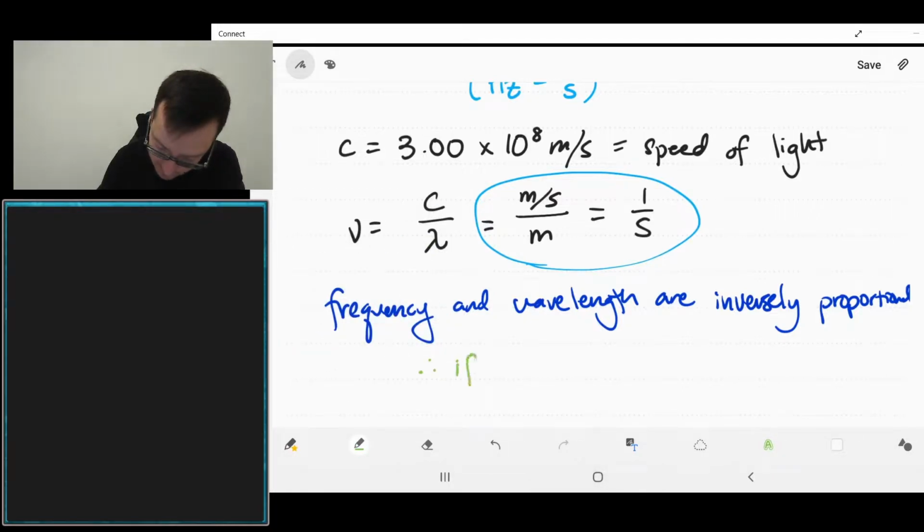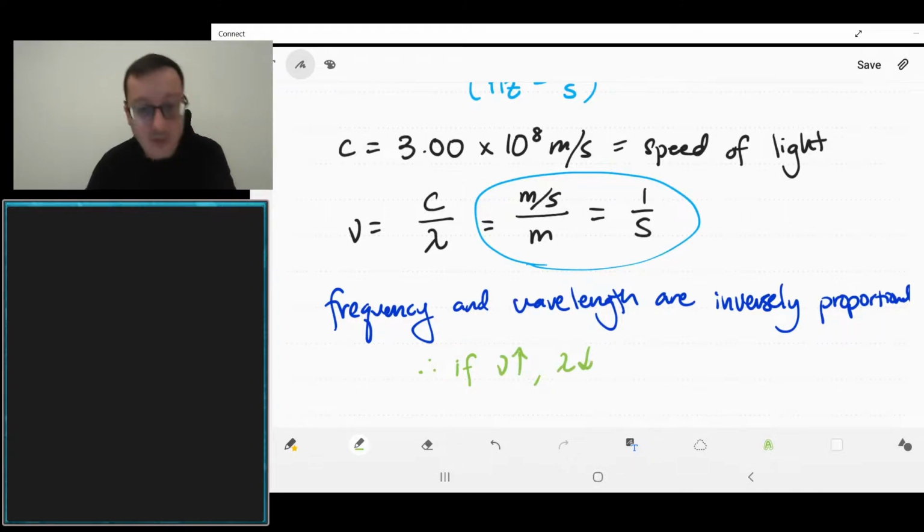So frequency goes up, wavelength goes down, and vice versa. All right, because everything's traveling at the speed of light, that's a constant. We don't have to worry about it. And so we're good there.